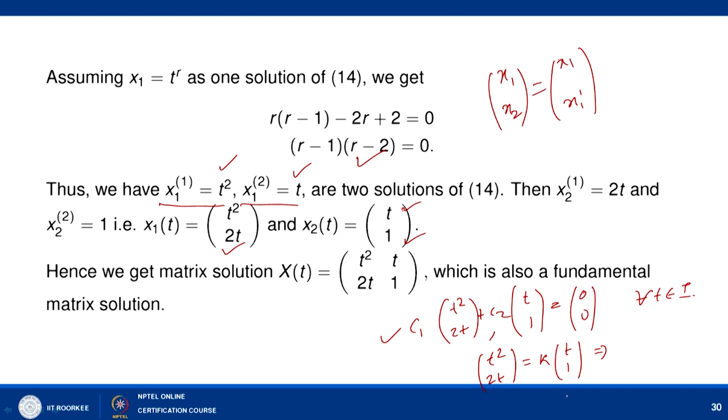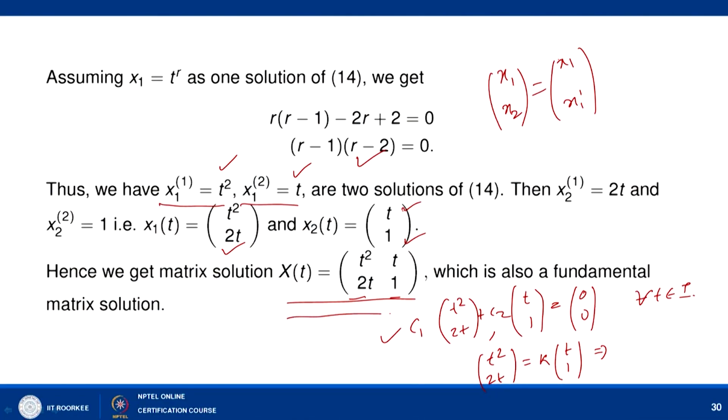So, it means that the solutions (t square, 2t) and (t, 1) are both linearly independent solutions, and we can find out the matrix solution X(t) with columns (t square, 2t) and (t, 1), and since we have already seen that these are linearly independent, we can call this a fundamental matrix solution. So, in case of a time non-autonomous system, we have very limited options to find linearly independent solutions, but in this case it boils down to a very simple problem, that is, solving a Cauchy-Euler equation, and in this case we can find the fundamental matrix solution as follows.